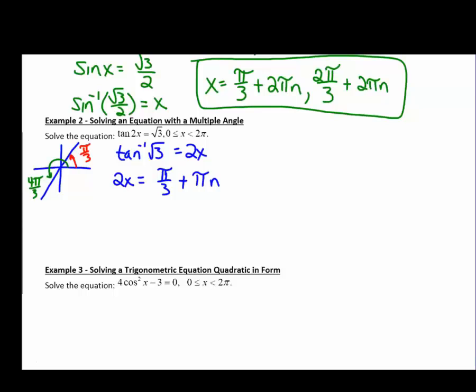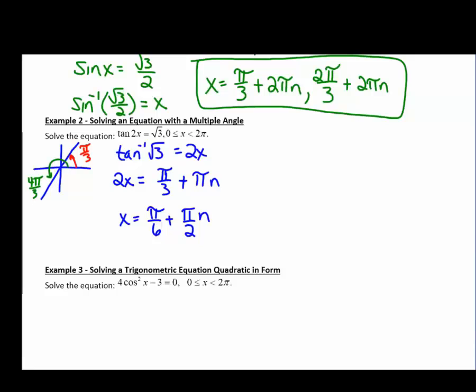So now when we divide both sides by 2, when I divide pi over 3 by 2, that's the same thing as multiplying by 1/2. So that's going to make my denominator 6. And then we have plus pi over 2, because remember we're dividing by 2, times n.